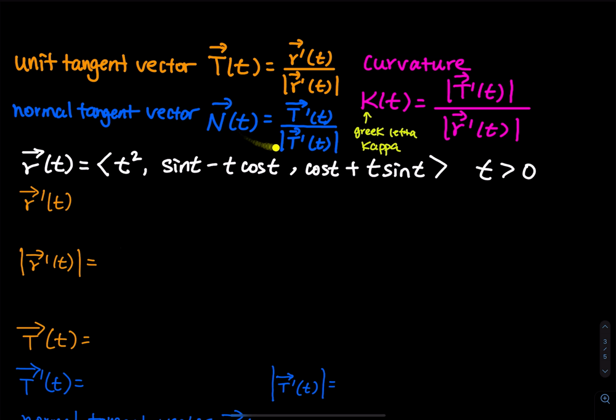And then after this, we will be using this result to find the curvature using this formula. This looks like a k of t, but for the k we use a Greek letter called kappa. So kappa of t, the Greek letter, the curvature, equals the magnitude of the derivative of the unit tangent vector divided by the magnitude of the derivative of r of t.